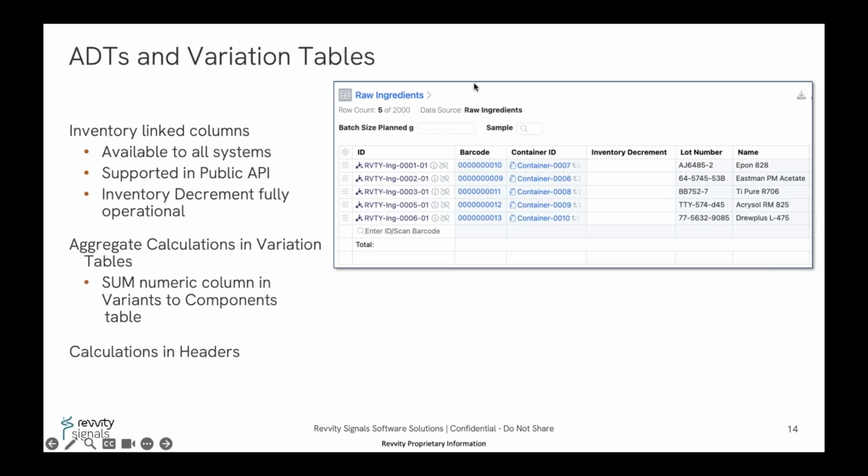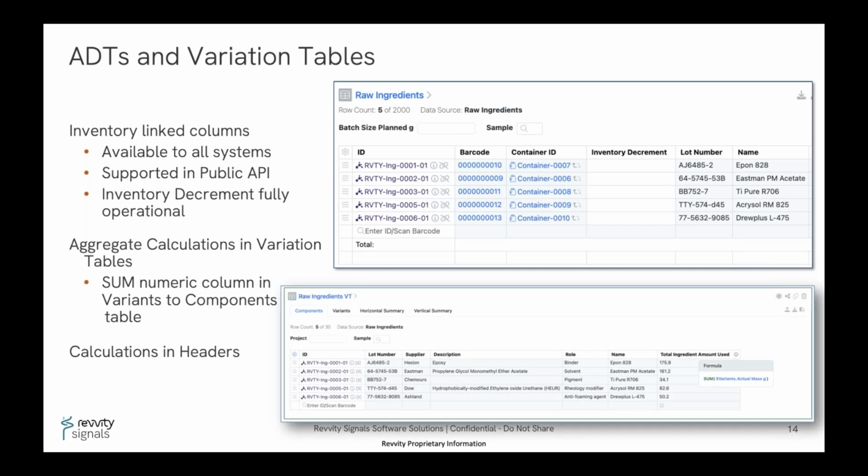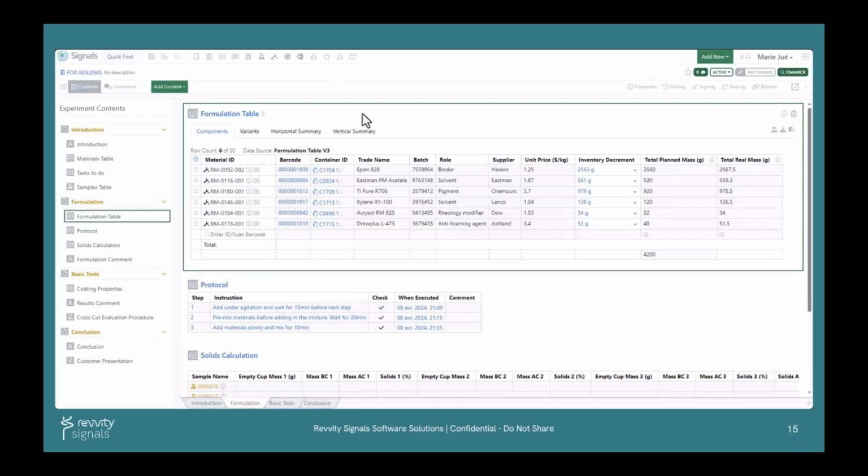It also includes the linking to ADT columns, which is available to all systems and supported in our public API. It includes inventory decrements, which are fully operational. There are aggregate calculations in these variations tables, so you have those sum numeric columns for variants and components, and there are even calculations that have been added in headers for the ADTs. Let's have a look at how that's going to be in the actual product.